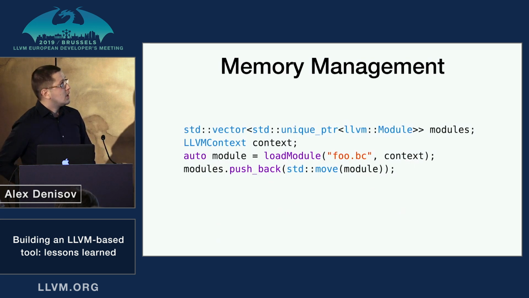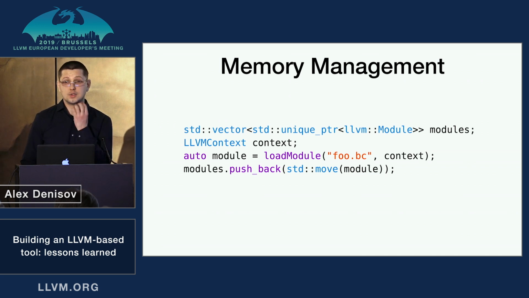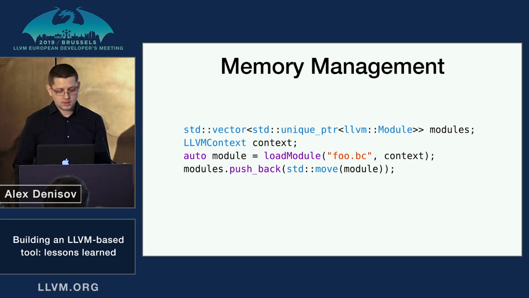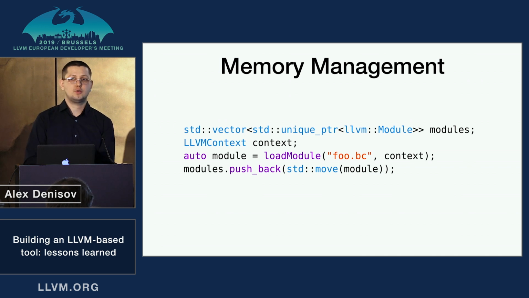Okay, yeah, a bit of code. So who knows what's wrong here? Any ideas what could possibly go wrong? This code may crash or may not crash, because what happens here: we create a vector of modules and unique pointers to modules. Then we create an LLVM context. Then we load a module into that context, and we store that module into that vector.